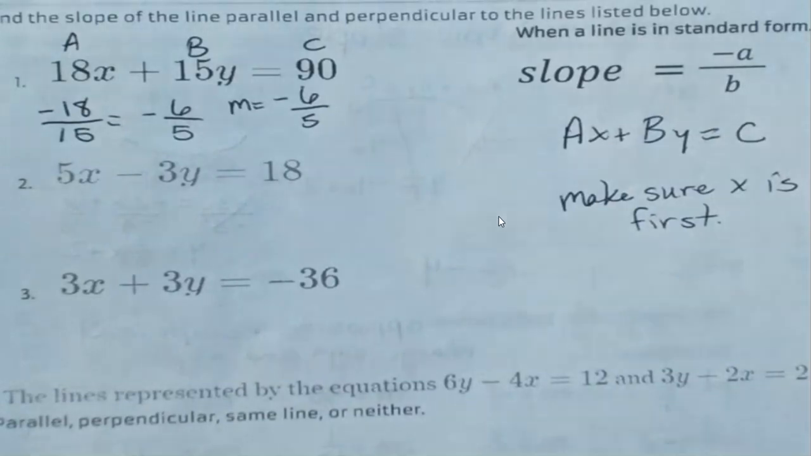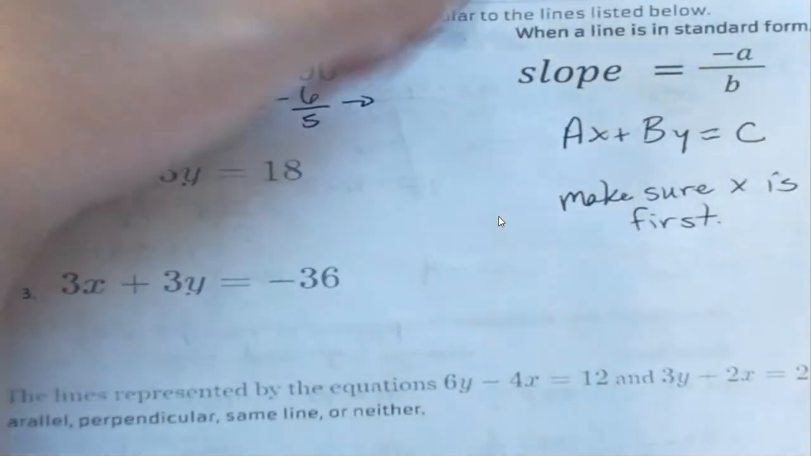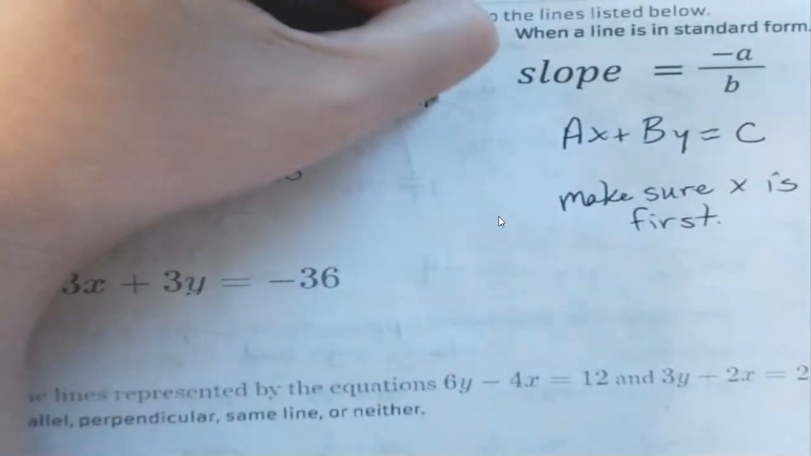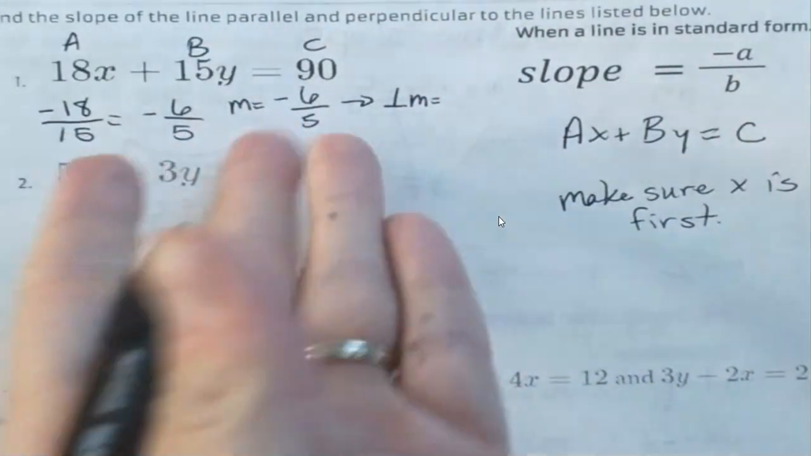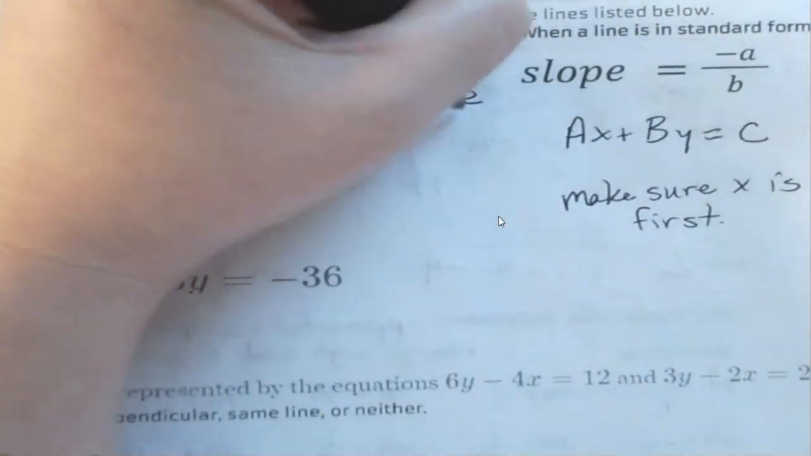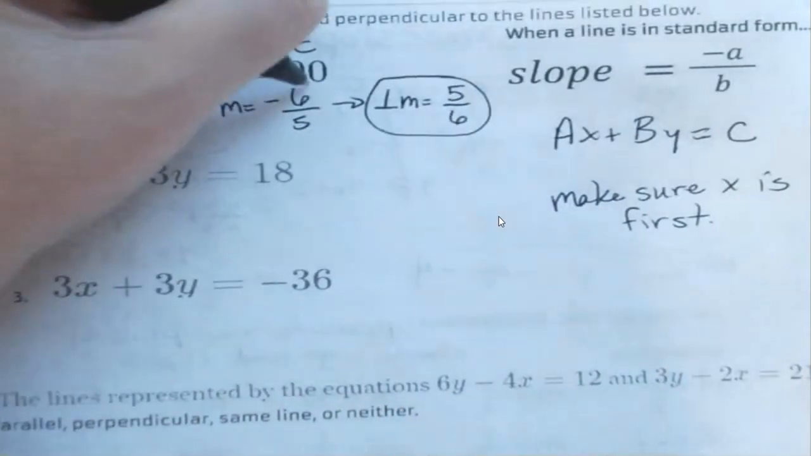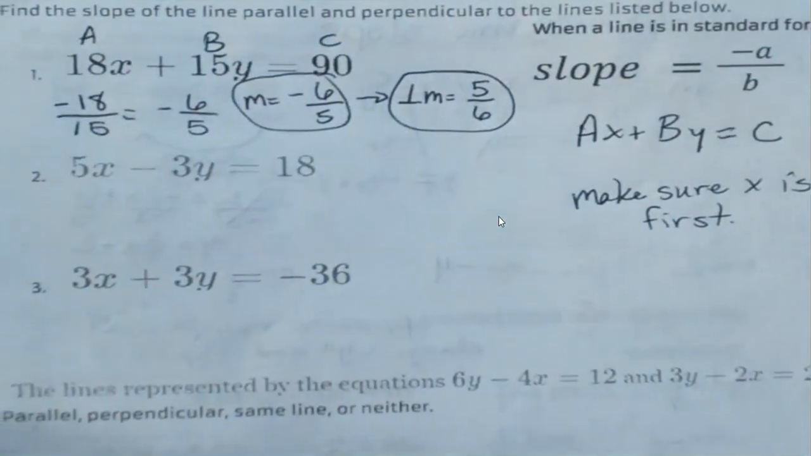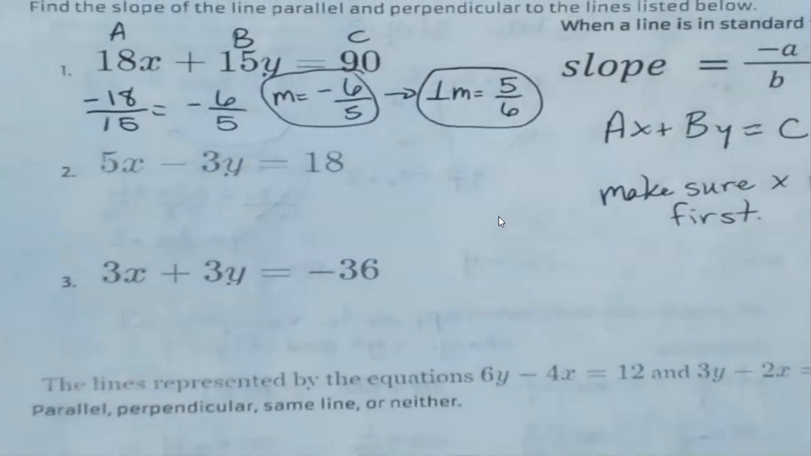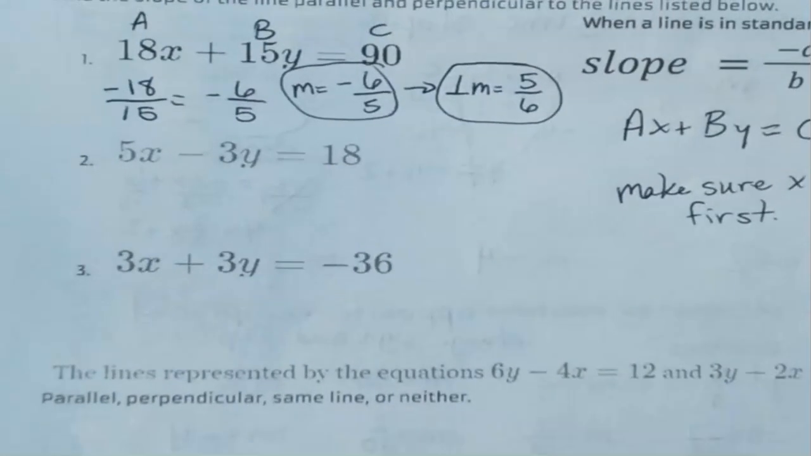Now we need the perpendicular slope. So our perpendicular slope would be flip it and change the sign. So it goes from negative to positive. It goes from 6 over 5 to 5 over 6. All right, so now I'm going to pause and have you try this next one.